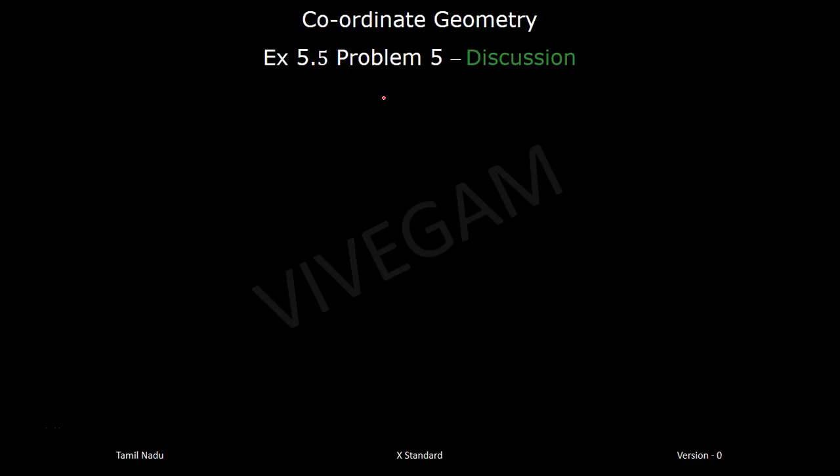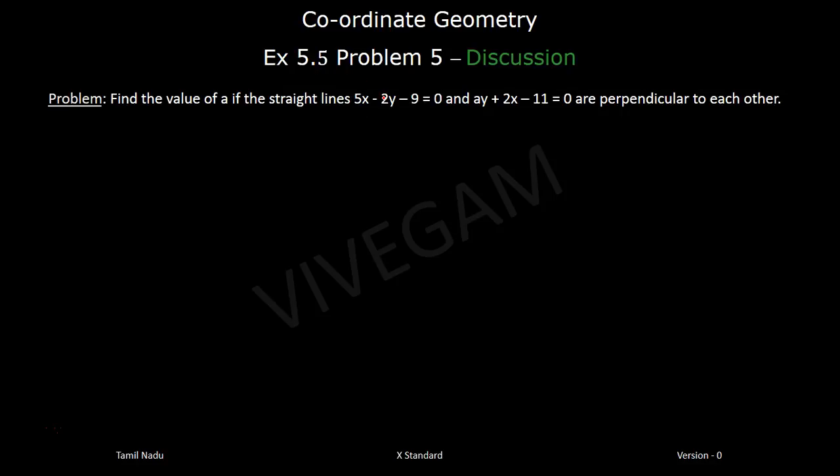Exercise 5.5 Problem 5 Discussion. Find the value of A if the straight lines 5x minus 2y minus 9 equal to 0 and ay plus 2x minus 11 equal to 0 are perpendicular to each other. Right? So here we are given two straight lines and they say they are perpendicular to each other.